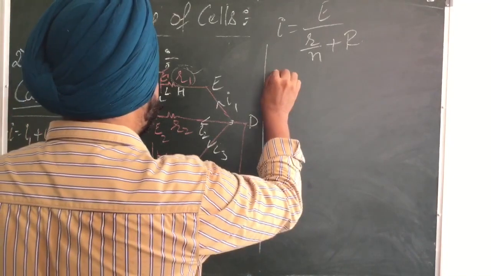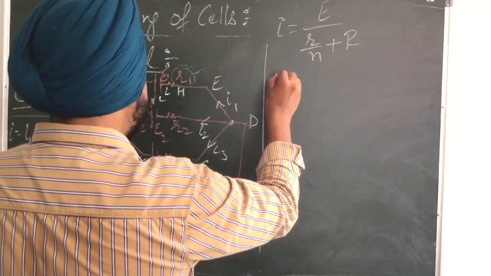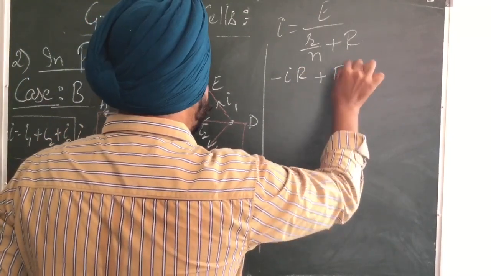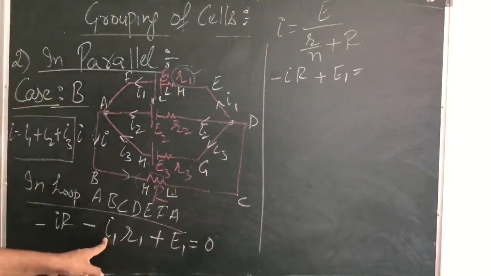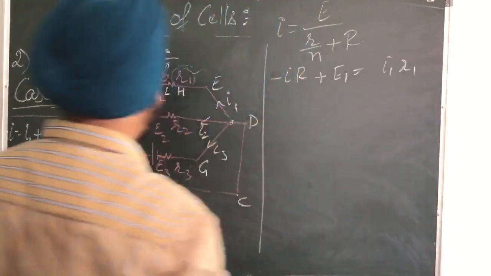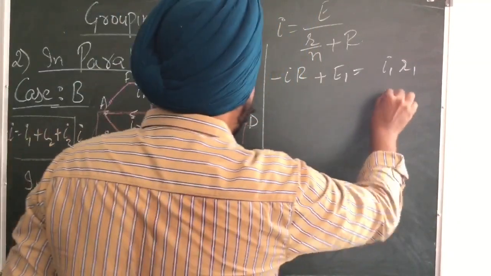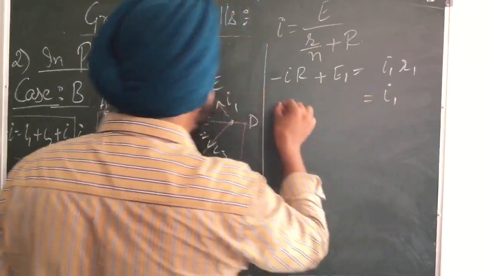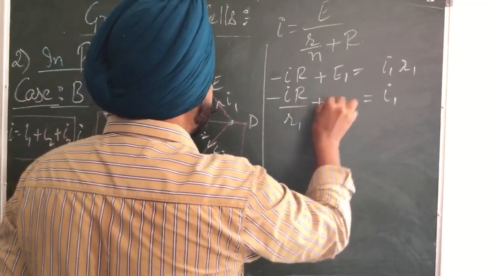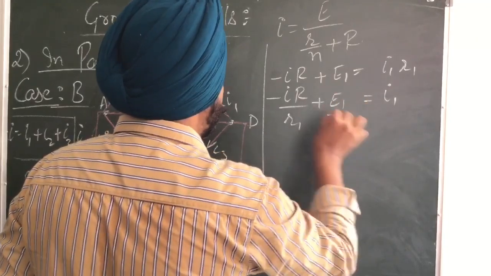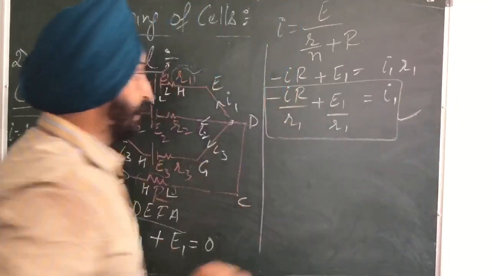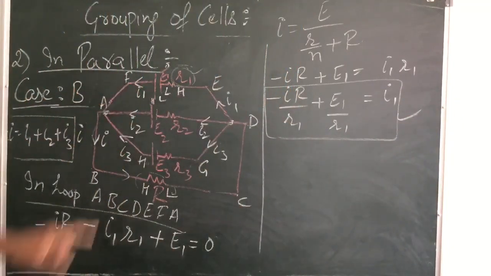So I would be writing it as minus IR plus E1 is equal to I1 R1, or I can write the value of I1 equals to minus IR by R1 plus E1 by R1. So this is the value that we will get for I1 current.